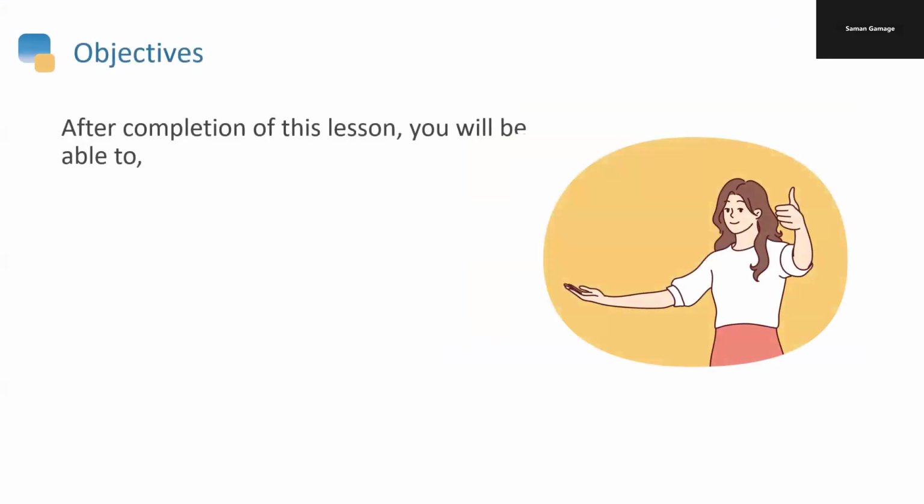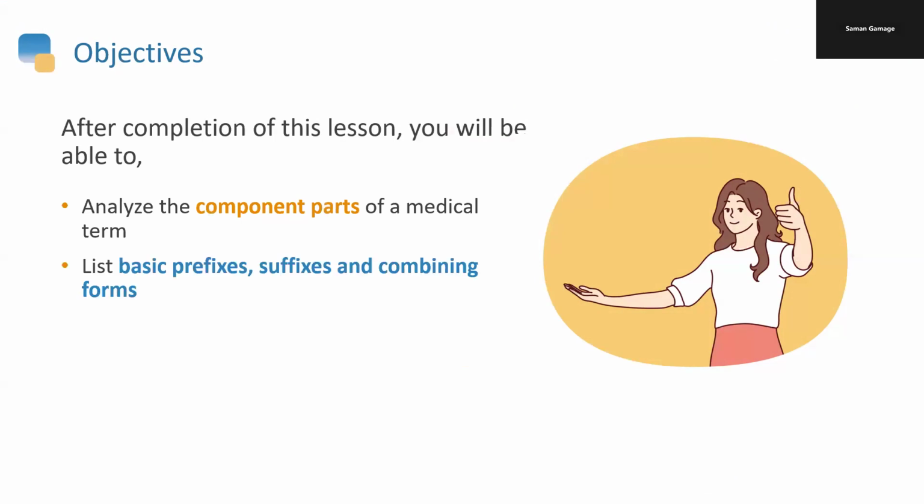The objectives of today's session. Last month, we learned about defining component parts of medical terms, using basic prefixes, suffixes, and combining forms to build medical terms, and common rules for proper medical term pronunciation and spelling. After completion of this lesson, you will be able to analyze the component parts of a medical term, and list basic prefixes, suffixes, and combining forms.